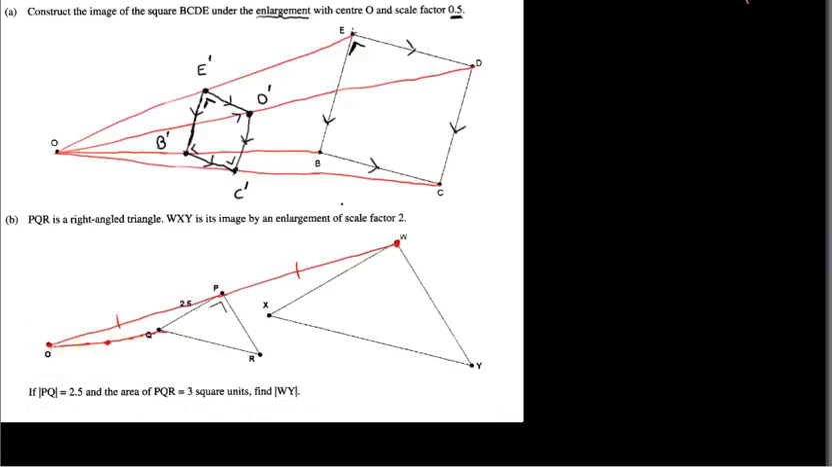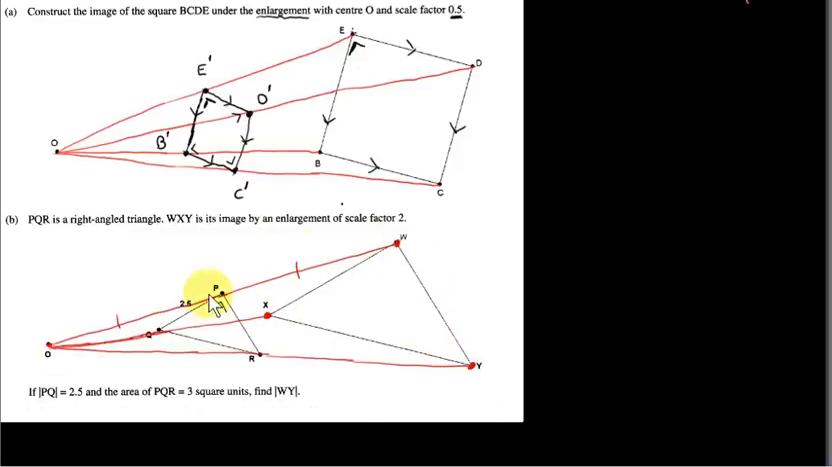But since the scale factor is greater than 1, the image of Q is a point that is twice as far from O as Q is from O. So this point here would be Q prime. It's called X in this case. Then we draw a line from O through R, double it, and we get OY. That's how we could find the corners of our image.